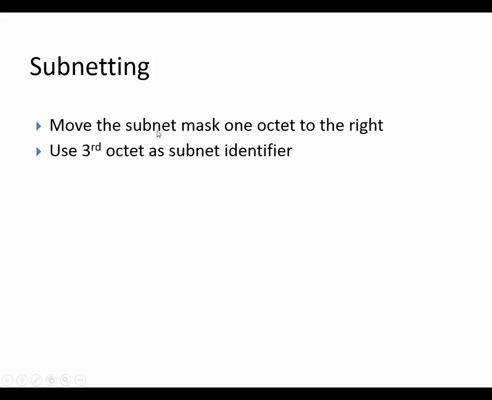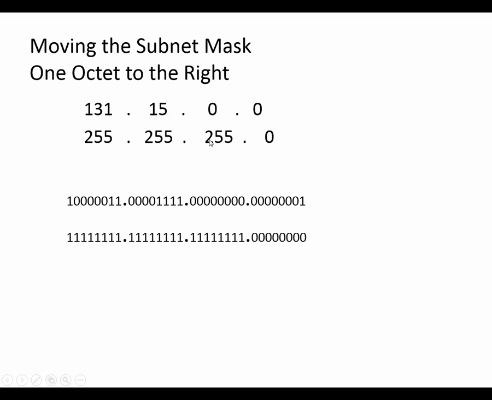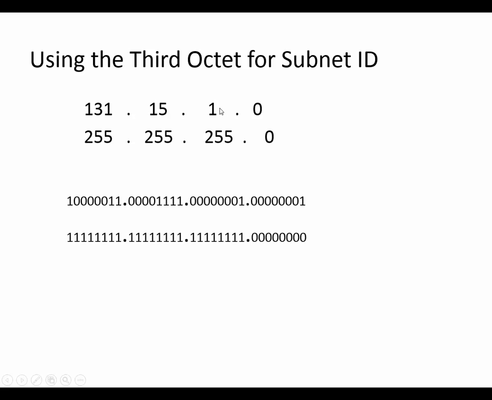In subnetting, we move the subnet mask over to the right, and we use the third octet as the subnet identifier. Before subnetting, the subnet mask is 255.255.0.0, and only the first two octets are available to be assigned as network ID. But if we push the subnet mask over one octet, now we can use the third octet for subnet identifier. So you can see we have now used the third octet for subnet identifier.